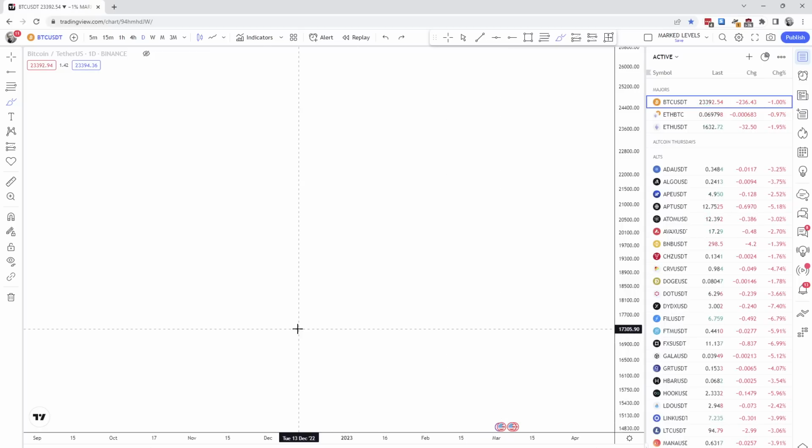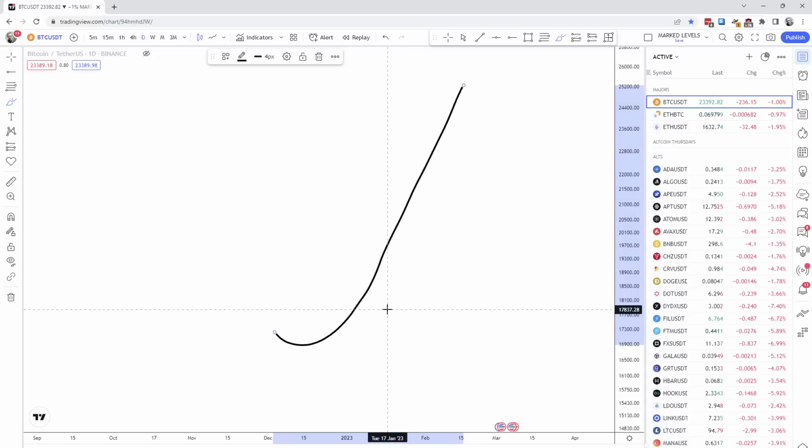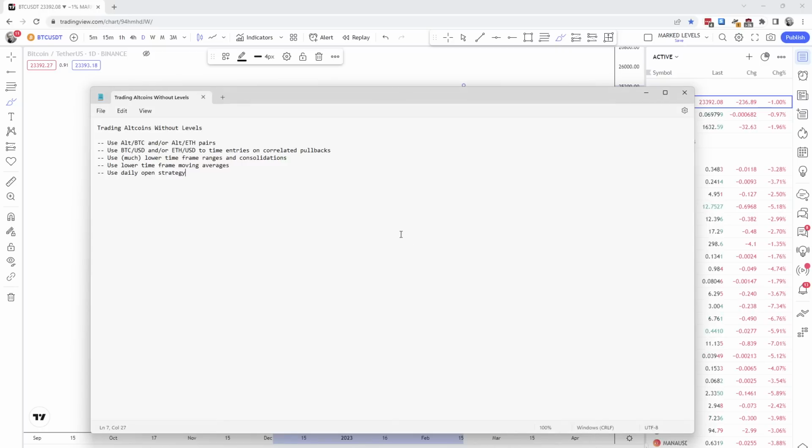So the question is, when altcoins move like this on the higher time frames, how do we catch a portion of that move or get positioned in the absence of higher time frame retest, support resistance, all the bread and butter stuff that we're used to, especially when trading Bitcoin and ETH? And I think I have some useful answers. And they are as follows.